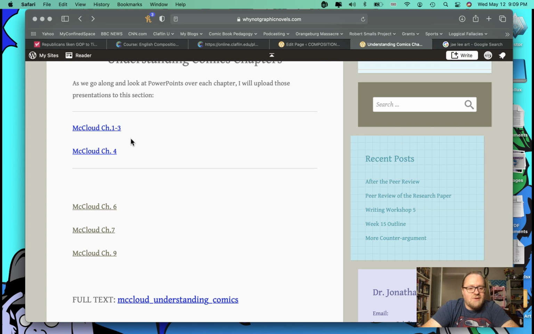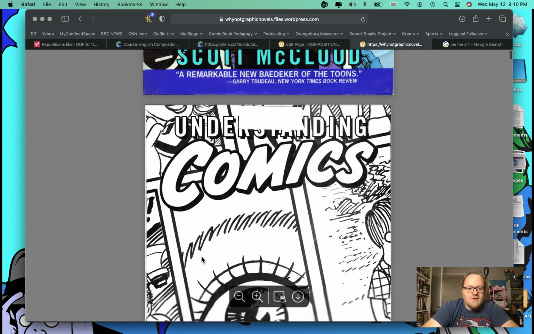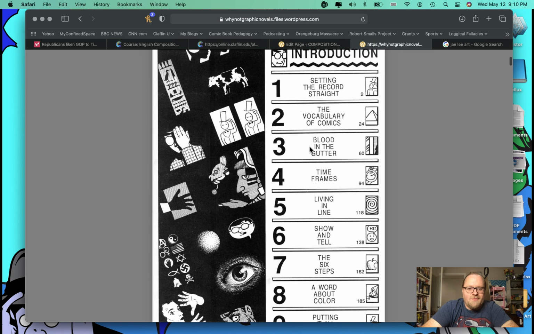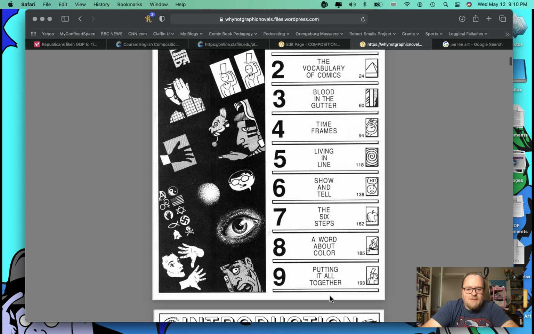So I would recommend that you look at this further, either glancing over some of his chapters, maybe honing in on some of the things that he talks about. For example, if you think about the chapter breakdowns, chapter 2 is about vocabulary. Chapter 3 is about the gutter space, which is between panels. Chapter 4 is about time frames, living in the line, show and tell, 6 steps, word about color, and putting it all together. If nothing else, check out chapters 1, 2, 3, 4, and 9.